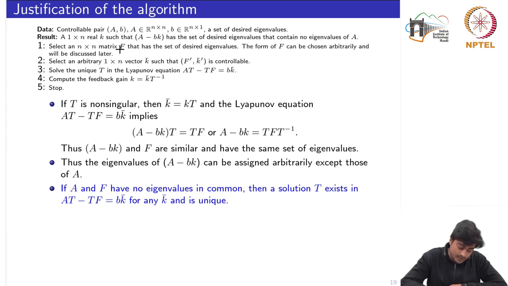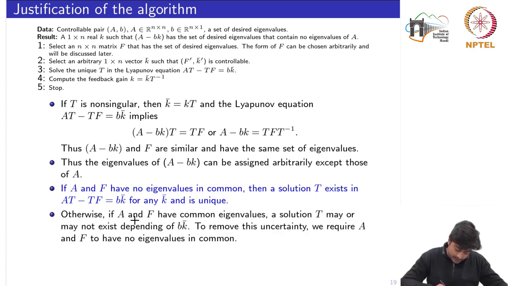Because F is user defined or is computed based on the objectives. K bar is also user defined based on this condition, which can be satisfied. Now using this k bar and F, we solve for this T. So we need to ensure first of all whether such a T exists or not. On the other hand, if A and F matrices have common eigenvalues, a solution T may or may not exist depending on B k bar. So in order to remove this uncertainty, we require A and F to have no eigenvalues in common.